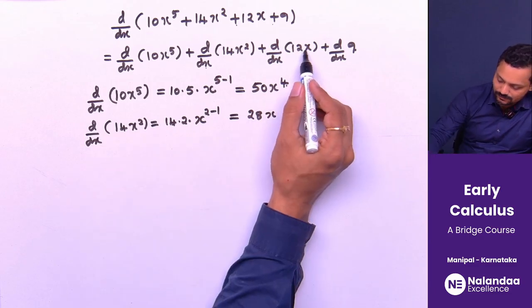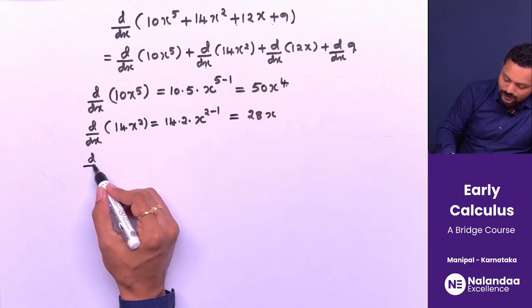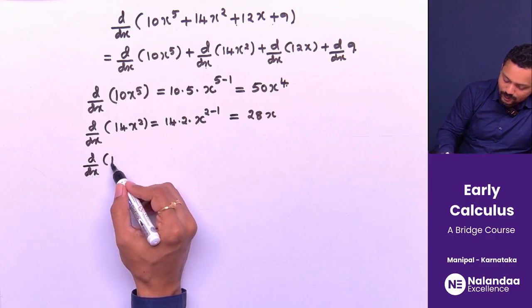Next, we will differentiate 12x. So d by dx of 12x.